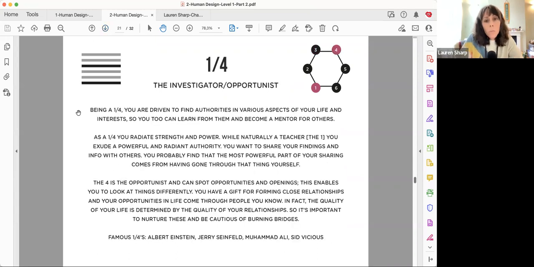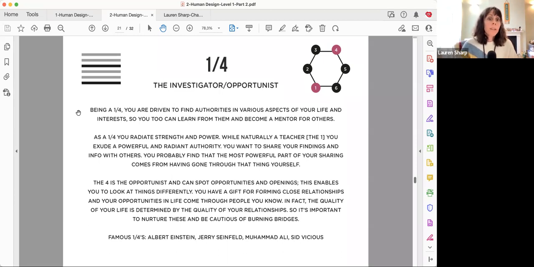The energy of the 1-4 is, again, the 1, the investigator, and the 4, the one where it's about opportunity, it's about community. I would say to a number 4, and it applies to myself too, that in human design it's very much: don't burn bridges. The 4 can't afford to burn a bridge because it won't be able to cross. There's no option. It's just don't burn a bridge. That's a good lesson for everyone, but especially for the 4. Don't do that.